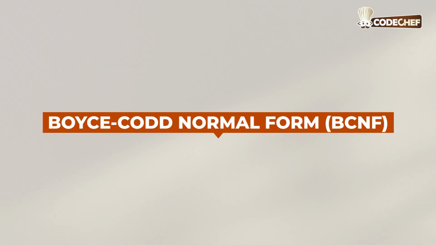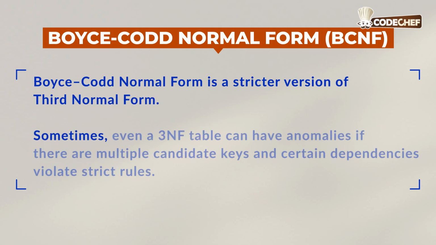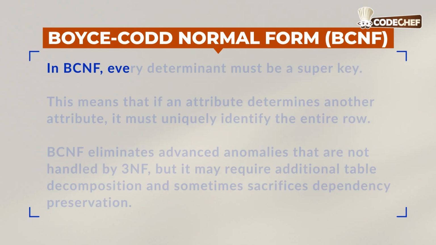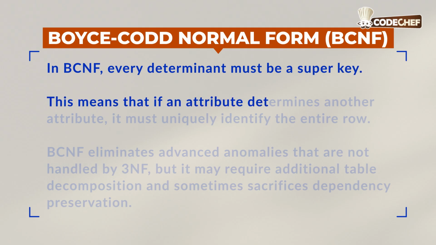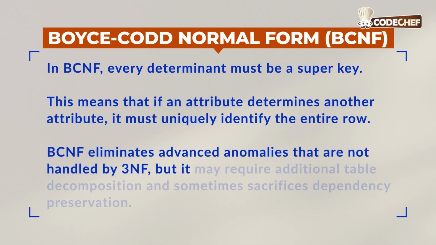Boyce-Codd normal form, BCNF. This form is a stricter version of third normal form. Sometimes even a 3NF table can have anomalies if there are multiple candidate keys. Candidate keys means keys that have the potential to become a primary key, and certain dependencies violate strict rules. So in BCNF, every determinant must be a super key. Super key means the values must be able to uniquely identify the rows. So if an attribute determines another attribute, it must uniquely identify the entire row.